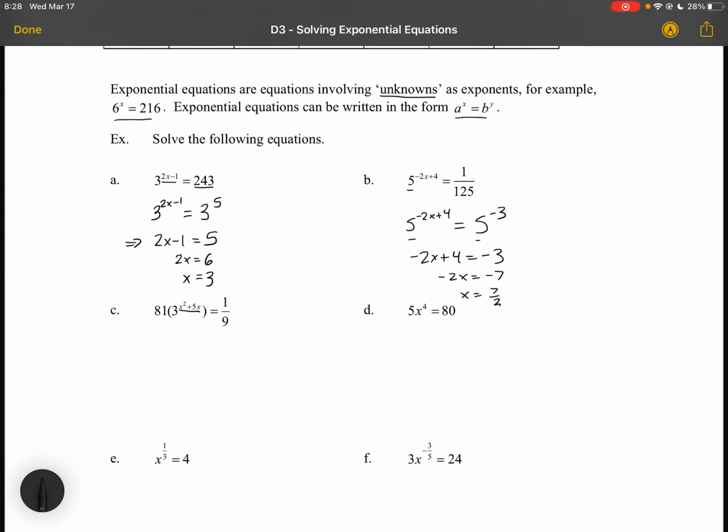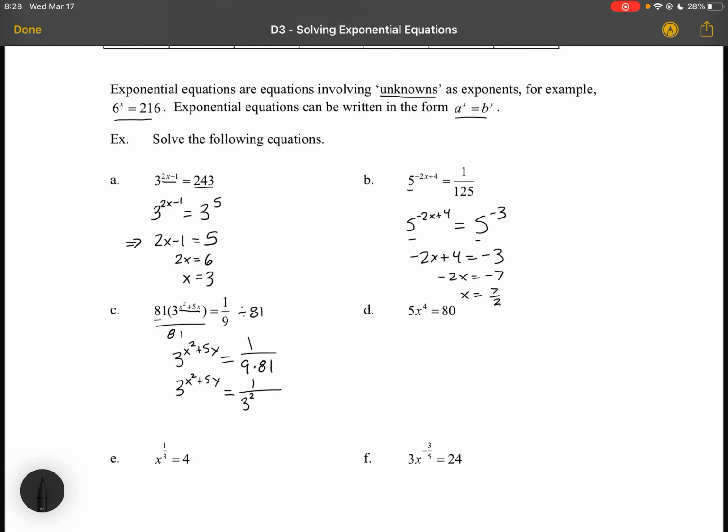So the first thing that I really want to do is get this 81 over to the other side. I can do that by dividing both sides by 81. So on my left side, that's going to leave me with 3 to the x squared plus 5x equals 1 over, just going to leave that as 9 times 81. Now I can see on my left side that I've got an exponent with a base of 3. I want to see if I can write the right-hand side also with a base of 3. So let's leave it as a fraction.